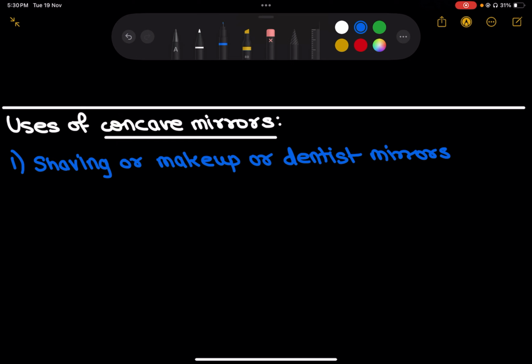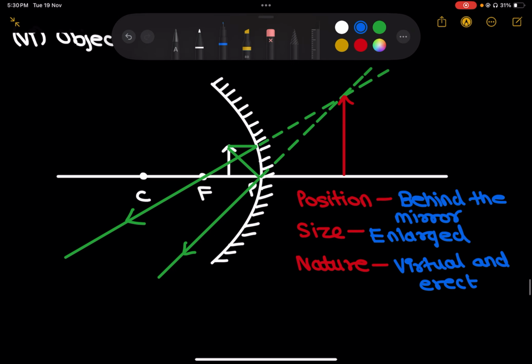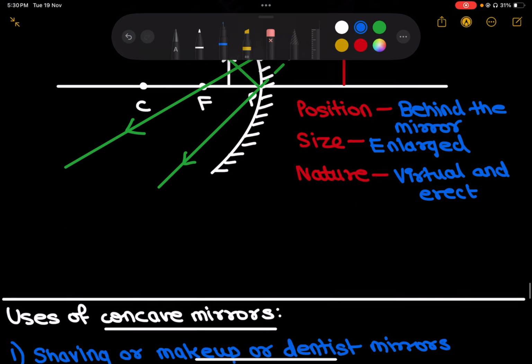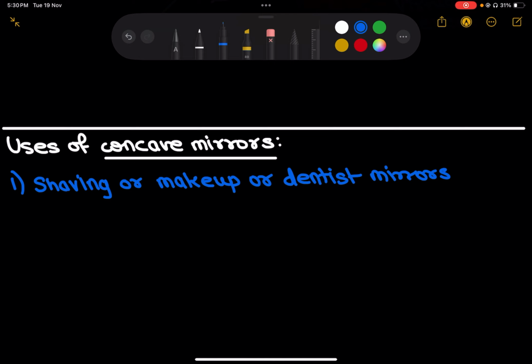So what happens? The sixth case happens. When you hold it very close to the tooth, you will get an enlarged image, right? It becomes a virtual image. So it is used for shaving, makeup, or dentist mirrors.